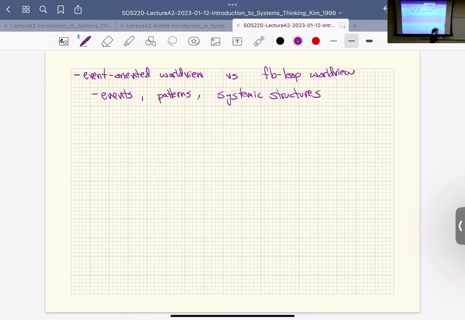So any comments on these things? What's the difference between these things? What is an event, and why is it important for us to think about events versus patterns versus systemic structures? What was the point of this whole section? Yeah, it had this iceberg, I think they talked about. So we had events up top and then patterns and systemic structures, and called it the iceberg. Any thoughts about why he called it the iceberg and how it relates to this whole picture?